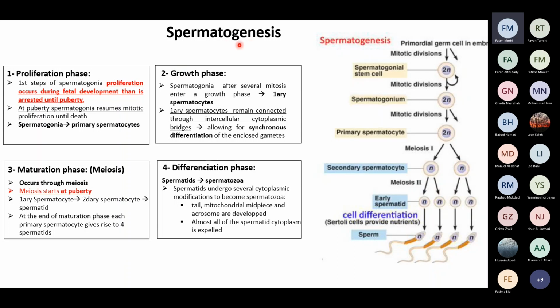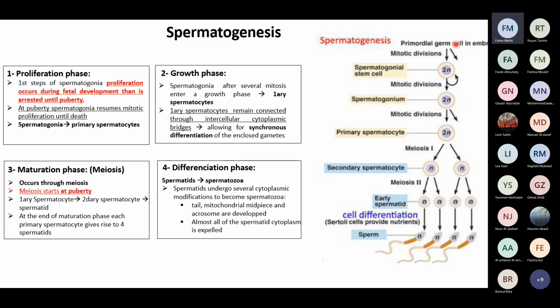Now, here we will see the different phases of spermatogenesis. We said we have a proliferation phase, a growth phase, and a maturation phase, which are common with oogenesis. However, here we will see we have a differentiation phase that is specific for spermatogenesis. Now, what happens during spermatogenesis?